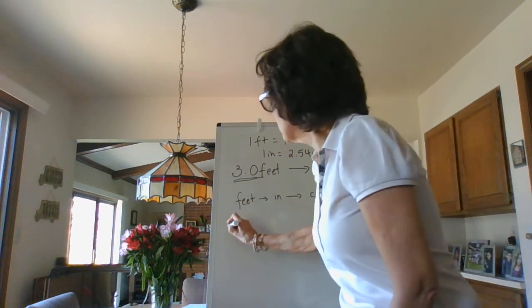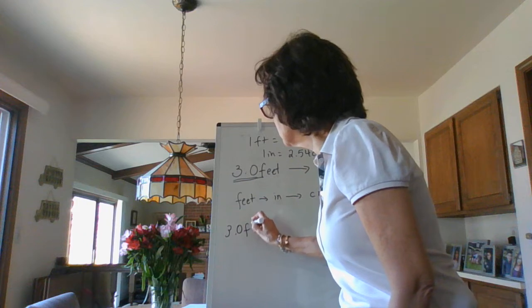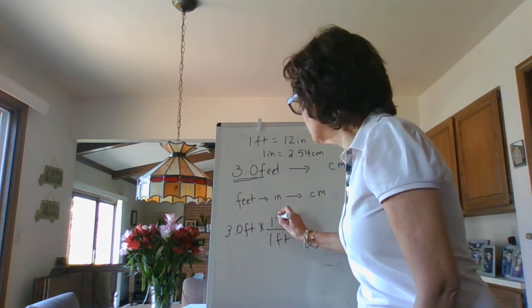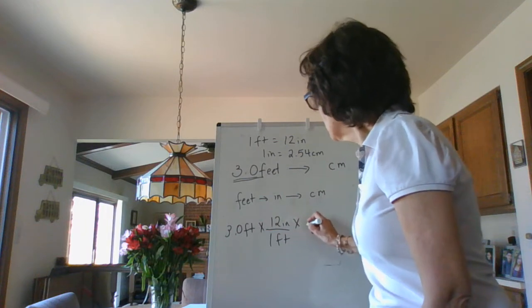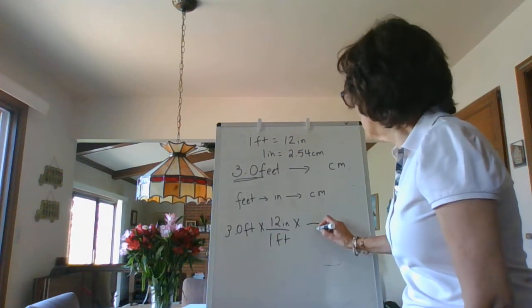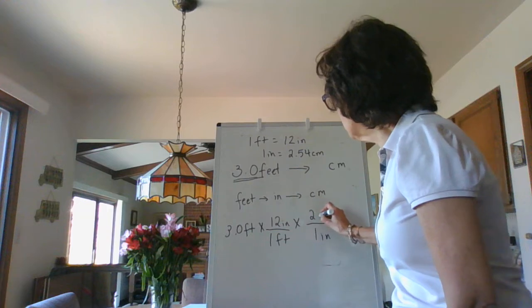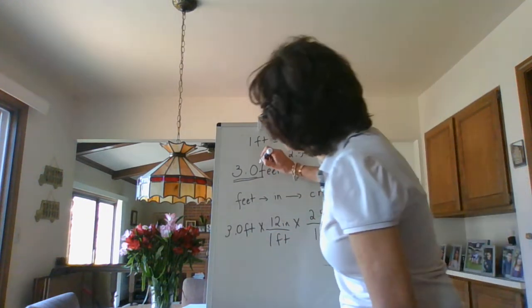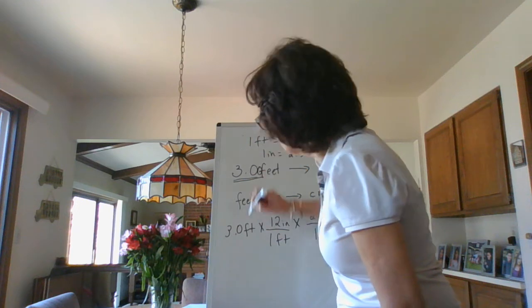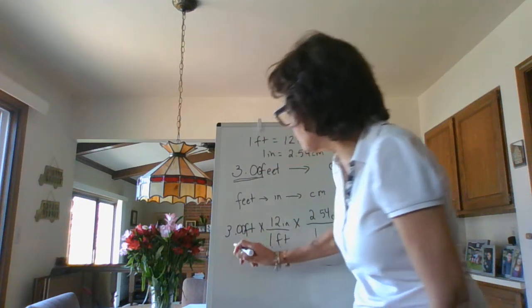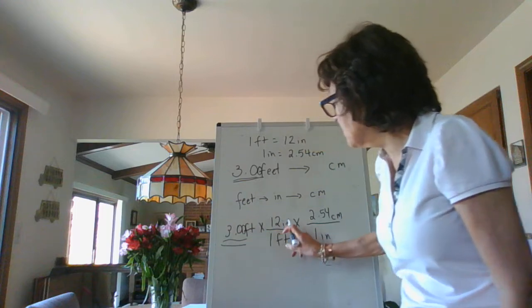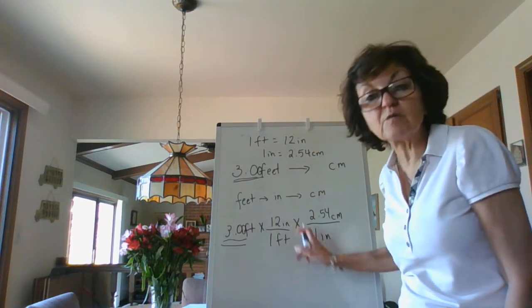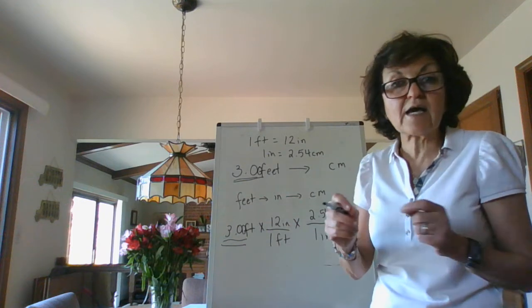So we're going to go 3.0 feet. We'll go 1 foot is 12 inches. And then we'll go 1 inch is 2.54 centimeters. Or let me give it an extra sig fig. Let's put a 0 here, so it's 3.00. So this is 3 sig figs. How many sig figs is this? This is not 2. This is infinite because this is a definition. This is an exact number.